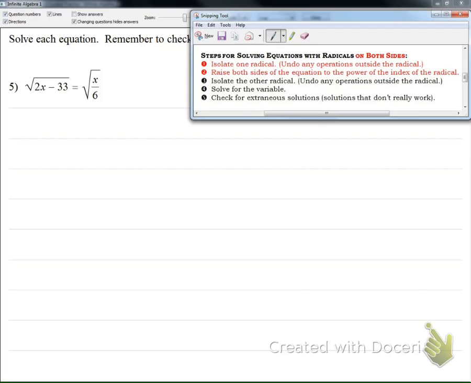So we have two radicals here. Let's just pay attention to the first one. It's already isolated, so we're going to raise both sides of the equation by 2, just to get rid of one of those radicals. Well, it cancels out, so we just get 2x minus 33 is equal to, and notice that this radical on the right hand side of the equation also cancels out, and you'll get x over 6. It's just whatever the radicand is. Anything that's underneath the radical, you just copy it down.